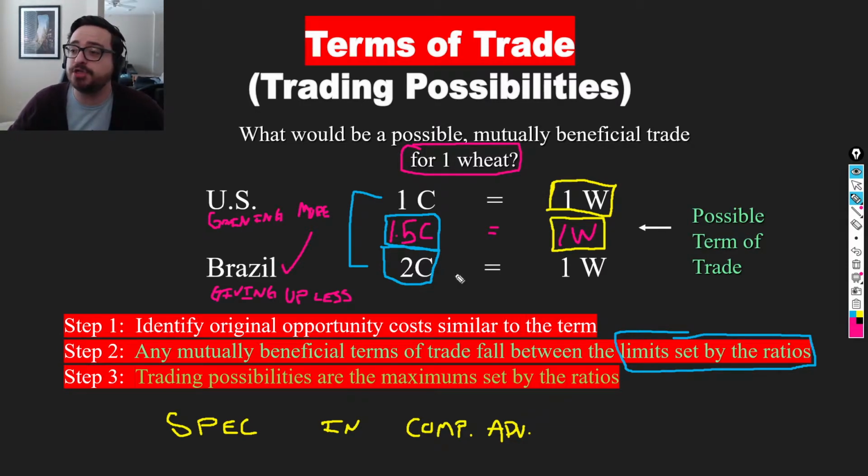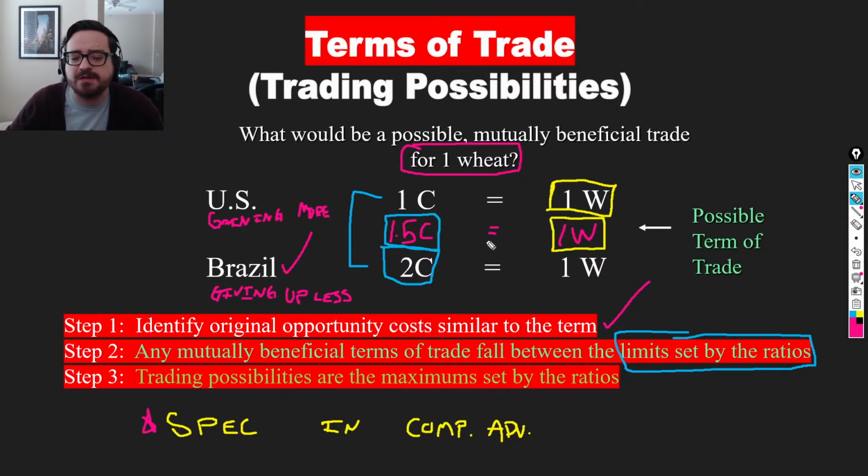So when you're doing a term of trade problem, here's the general steps that I take. I grab the opportunity costs similar to the term: 1 coffee for 1 wheat, 2 coffee for 1 wheat, because it's a trade for 1 wheat, right? I then make sure I know who is specializing in what. Make sure you know who specializes in which good. You should have already known that going into it because it's whoever has the comparative advantage. But if you don't, make sure you do.